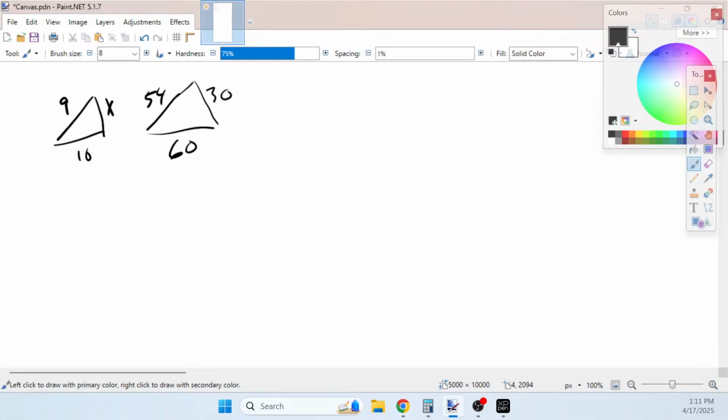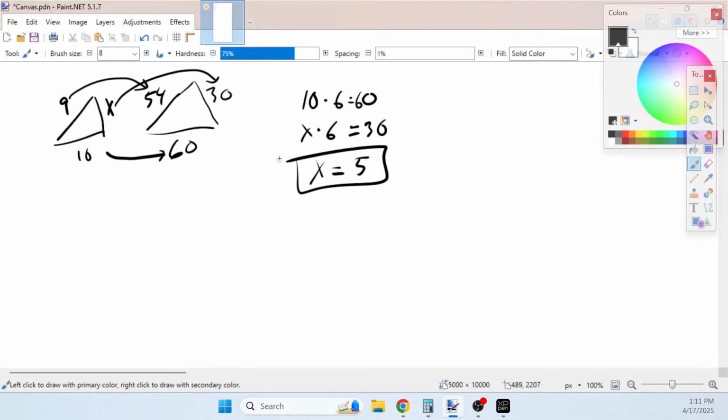So if they're similar, then we get some correspondence. We have 10 times 6 is 60, 9 times 6 is 54. So 6 times x has to be 30, which means that x has to equal 5. And that makes sense. If the short side is half the long side in one triangle, then the short side will also be half of the long side in the other.